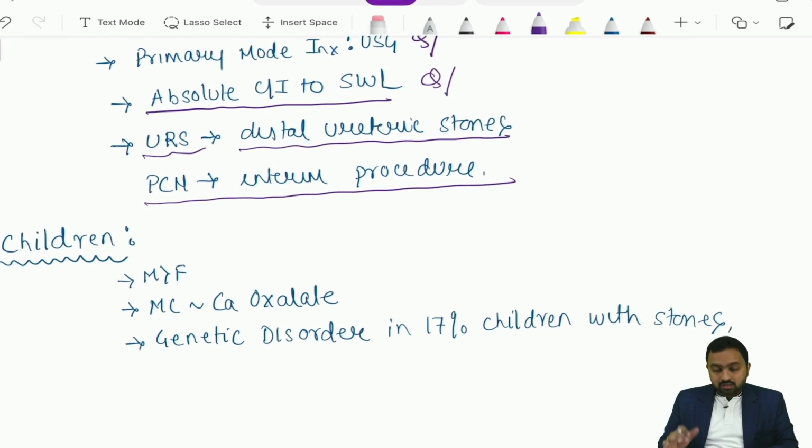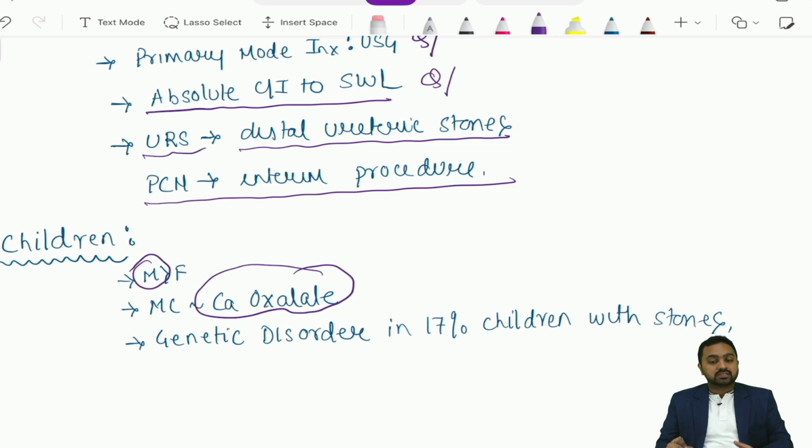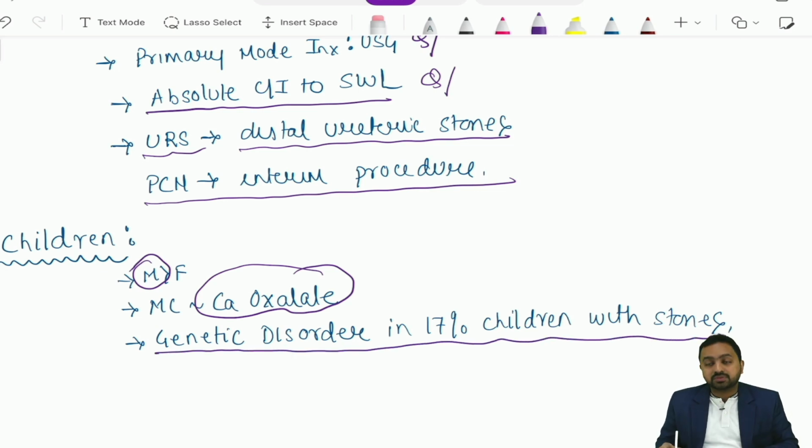Now in children, stones are again much more common in males. The most common stone in children is again calcium oxalate, and a genetic disorder is associated in 17% of children with stones.